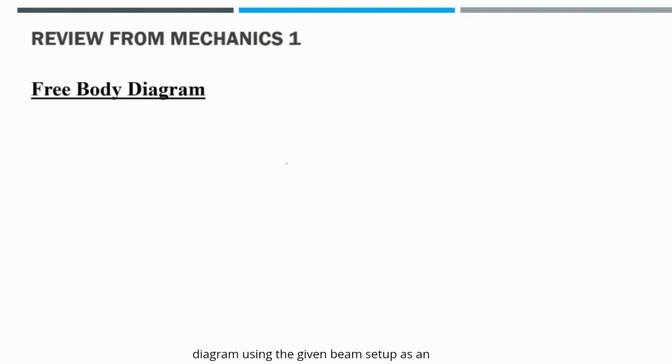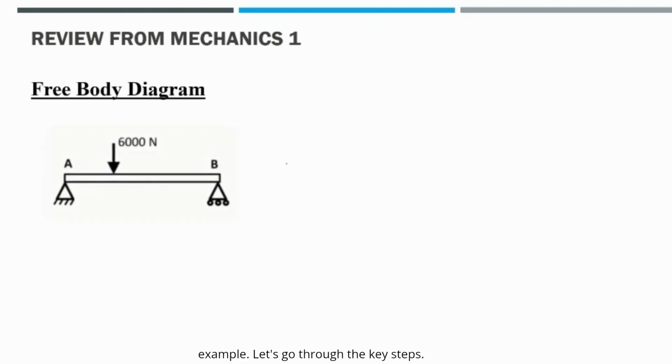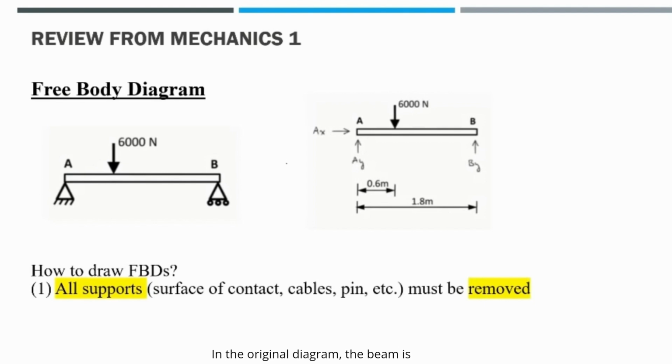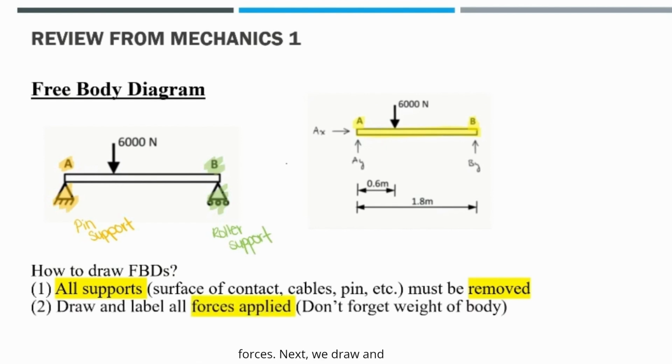In this section, we'll learn how to draw a free body diagram using the given beam setup as an example. Let's go through the key steps. First, identify and remove the supports. In the original diagram, the beam is supported at point A by a pin and at point B by a roller. Once removed, these supports are replaced with reaction forces.